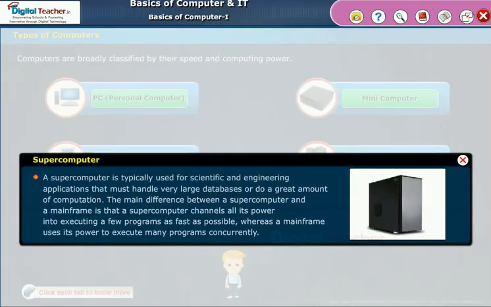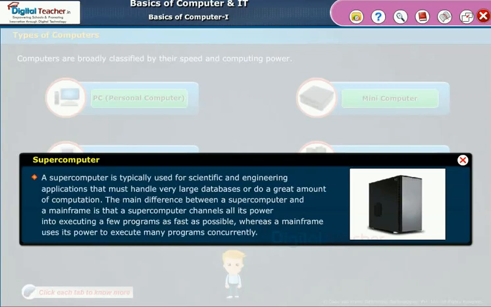Supercomputer. A supercomputer is typically used for scientific and engineering applications that must handle very large databases or do a great amount of computation. The main difference between a supercomputer and a mainframe is that a supercomputer channels all its power into executing a few programs as fast as possible, whereas a mainframe uses its power to execute many programs concurrently.